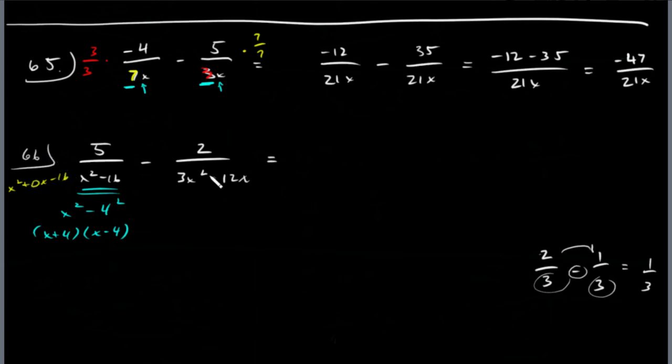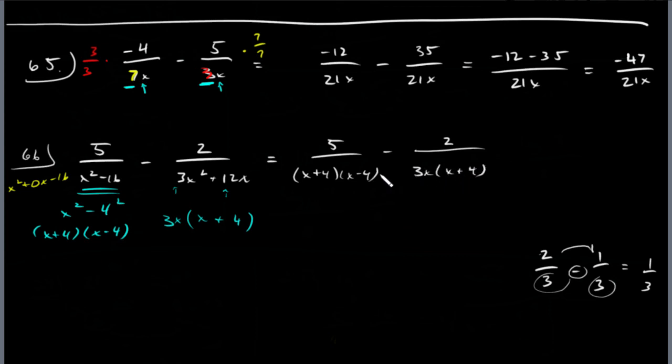Right. Then the 3x squared plus 12x factors by greatest common factor. The greatest number that goes into 3 and 12 is 3, and the greatest amount of x's that go into each of these is a single x. And then you'd have x plus 4 left over. If you were to distribute it in, you would see that that's what you'd get. Alright, so let's rewrite this problem with this factored stuff. 5 over x plus 4 times x minus 4, minus 2 over 3x times x plus 4.